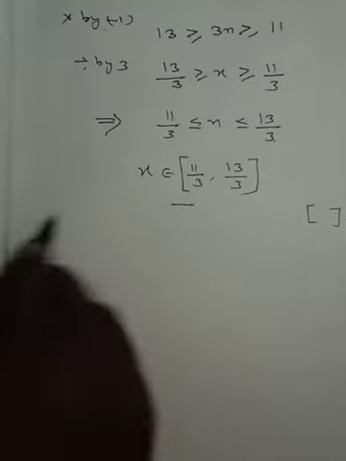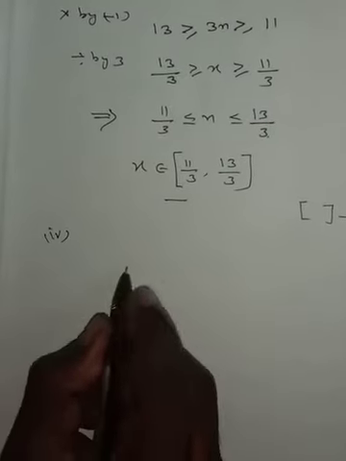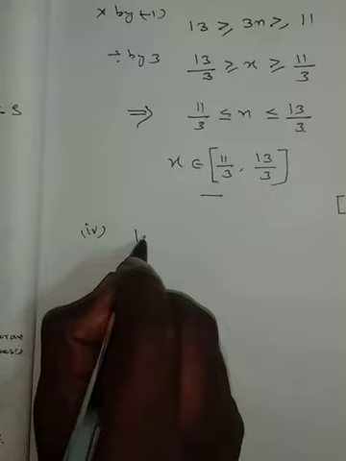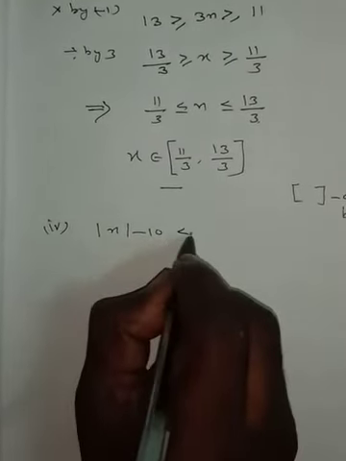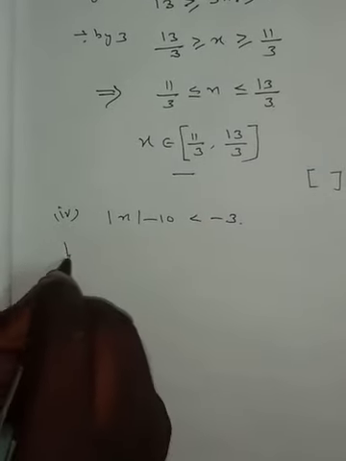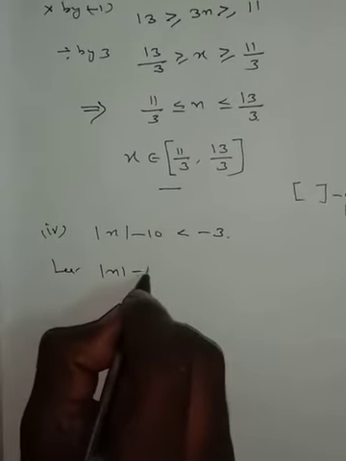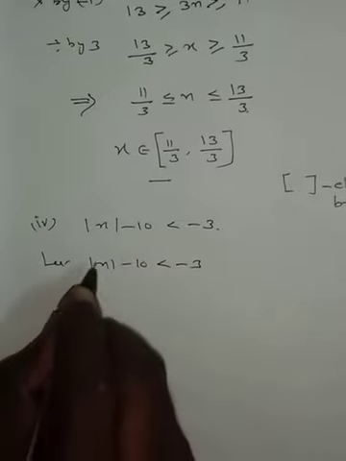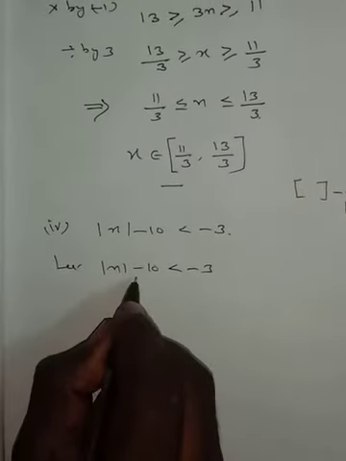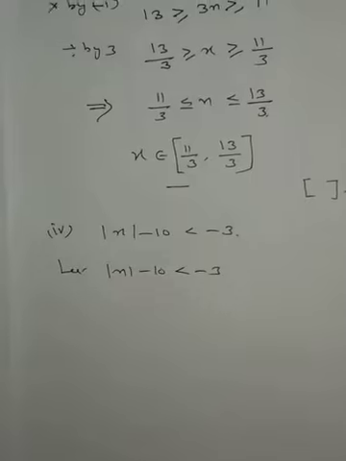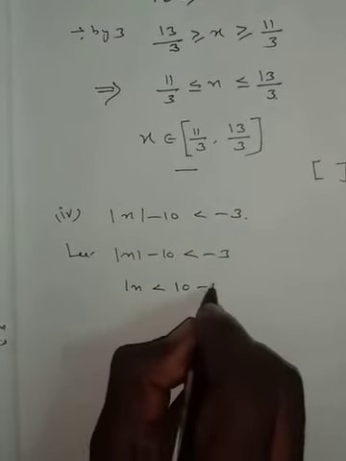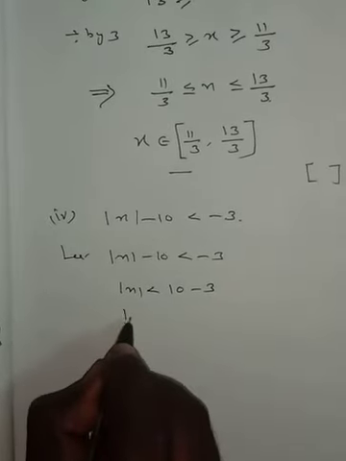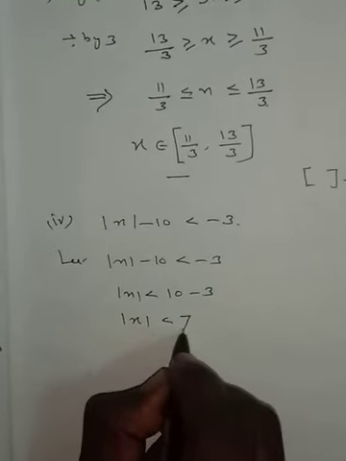Okay. Next, subdivision number 4. Mod x minus 10 less than minus 3. Let mod x minus 10 less than minus 3. This minus 10 goes to the right-hand side, we get positive 10. So mod x less than 10 minus 3. Mod x less than 7.